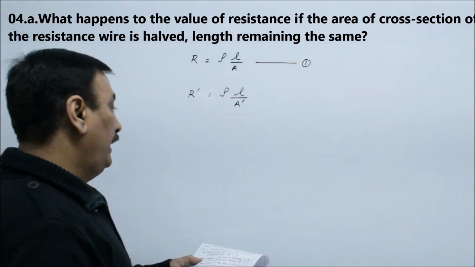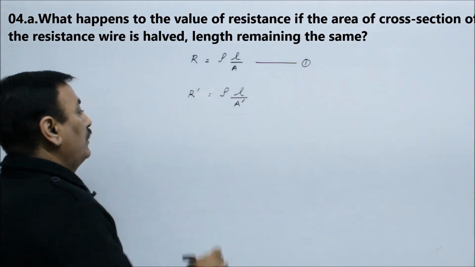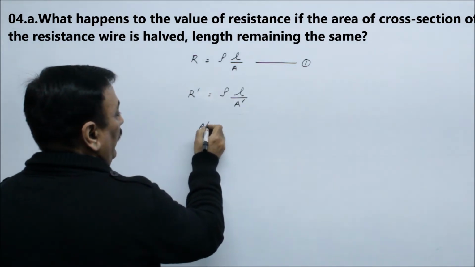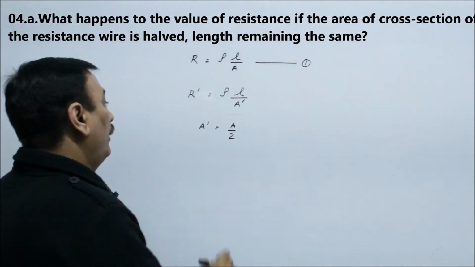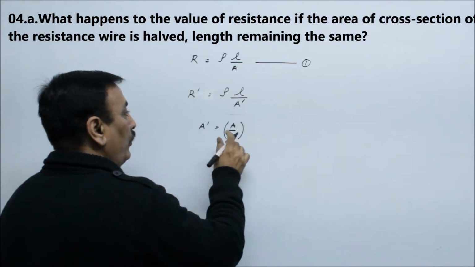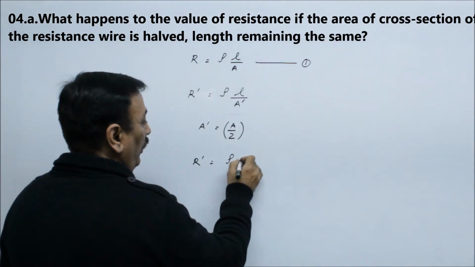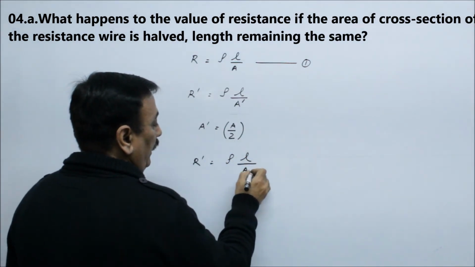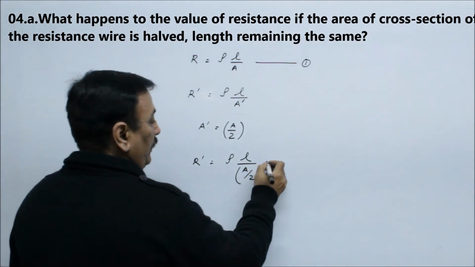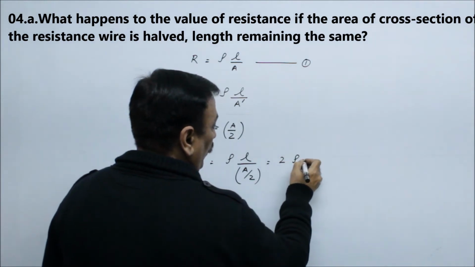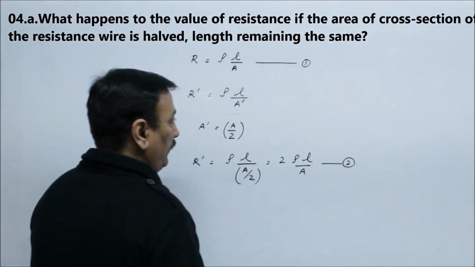So what we are saying is that the area of the cross section of the wire is half. So they have given us A dash is equal to A upon 2. Now replace A dash with A upon 2. So R dash is equal to rho L, and in place of A dash we can write A upon 2. Now this 2 will go in the numerator and we get 2 rho L over A. Call it the second equation.